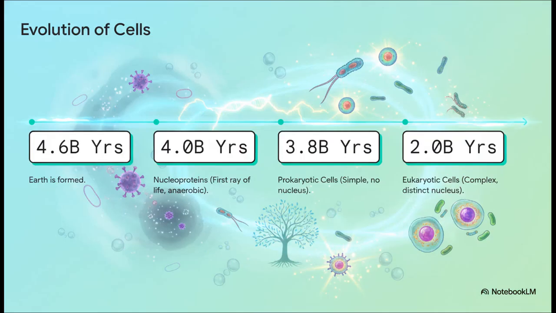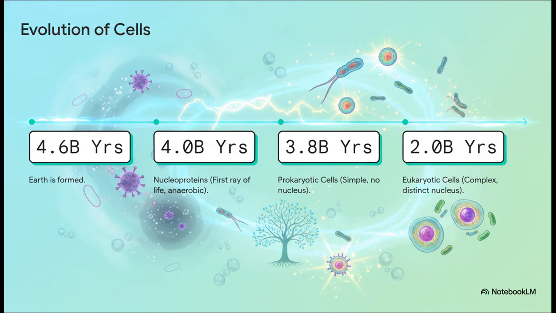Let's trace the ultimate hero's journey of cellular life. Around 4 billion years ago, those chemicals we just talked about formed nucleoproteins. Think of these as virus-like, anaerobic particles, essentially the very first ray of life. Since they couldn't make their own food, they just kind of absorbed the chemical soup around them. But eventually, the soup started running out. This massive food crisis essentially forced these early organisms to mutate or die.